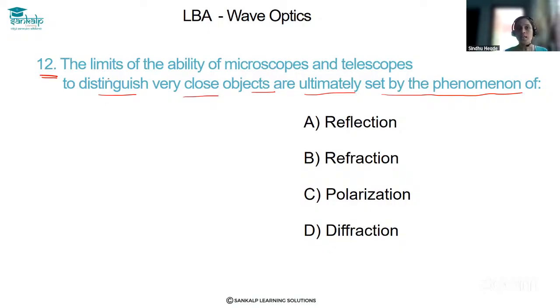The question is the limits of ability of microscopes and telescopes. These microscope and telescopes are optical instruments. So, limitation of ability of these optical instruments to distinguish very close objects are related to which phenomena? That is the question.